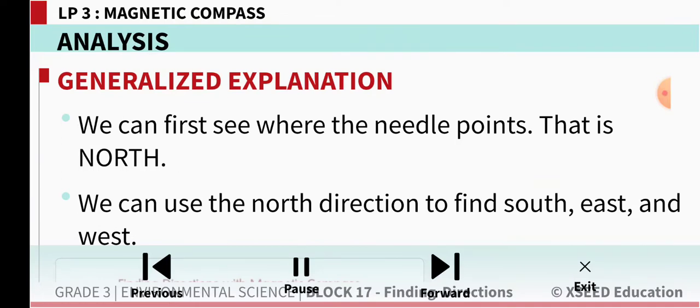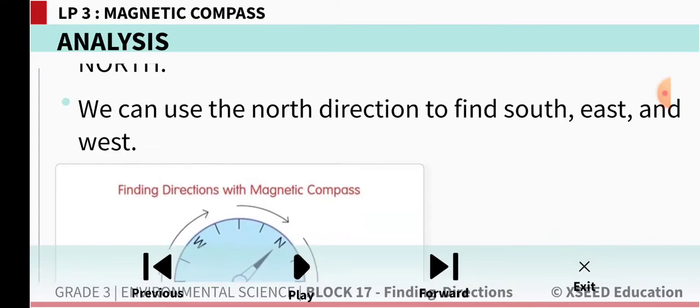We can first see where the needle points. That is north. Okay, first see where the needle points, the red needle, right? Wherever it points is north. We can use the north direction to find south, east and west. As we have learnt earlier in the previous class, once you know one direction, it will be easy for us to know the remaining directions. When you know the north direction, the opposite direction will be the south, and to the either sides we'll have east and west directions, right?